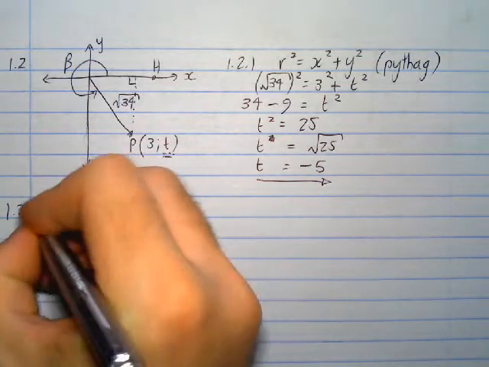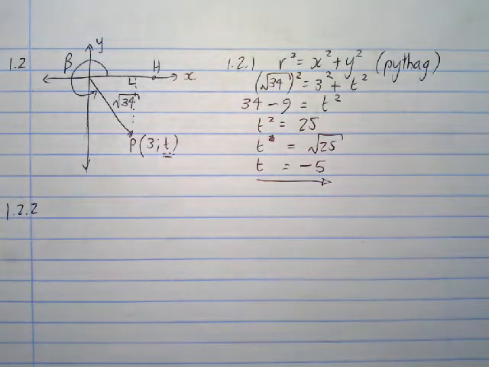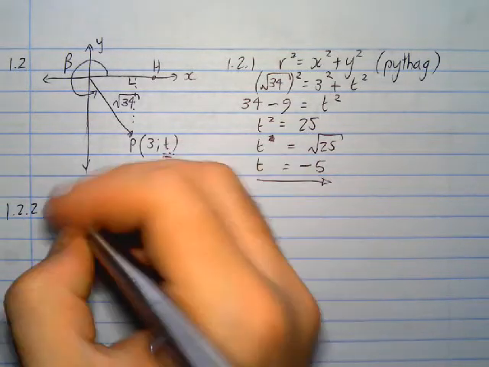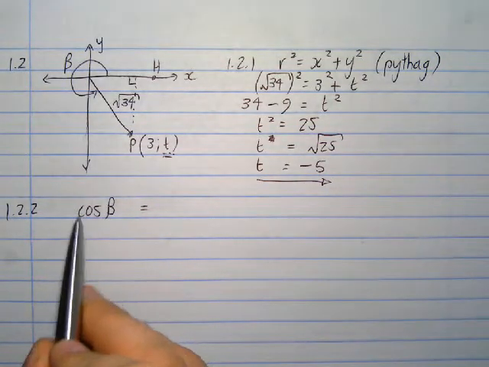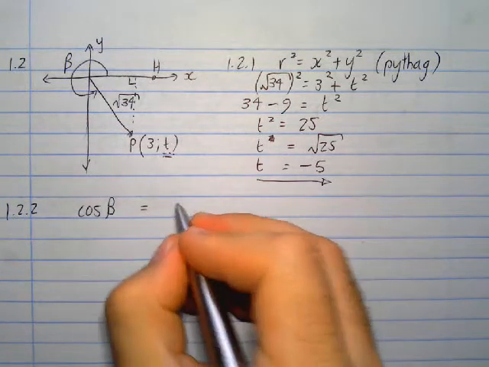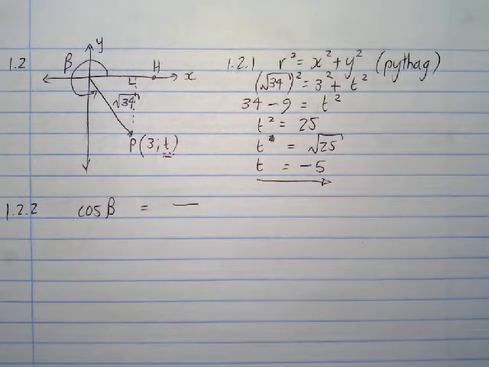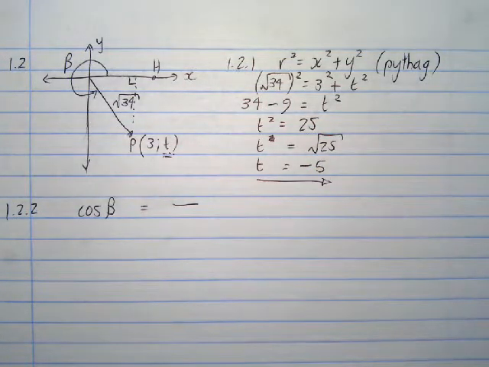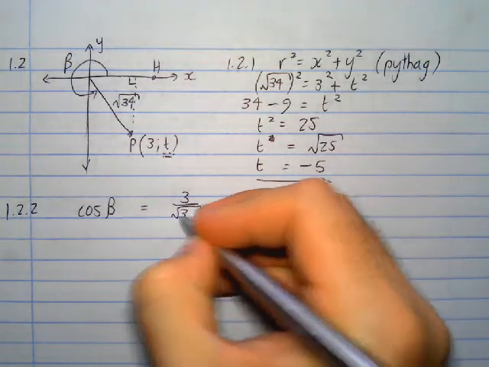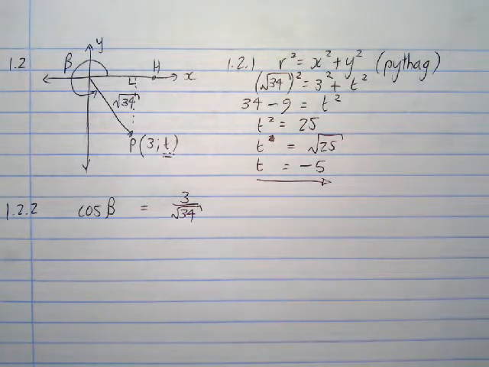Right, 1.2.2, we have the question that says, work out the value of cos beta. Cos beta is asking us for the trig ratio which describes it. It's something over something. Cos is x over r. So the x value in this story is 3, and r is root 34. That's all you need to do. You do not need to push buttons and work out beta. They want what cos beta is equal to.